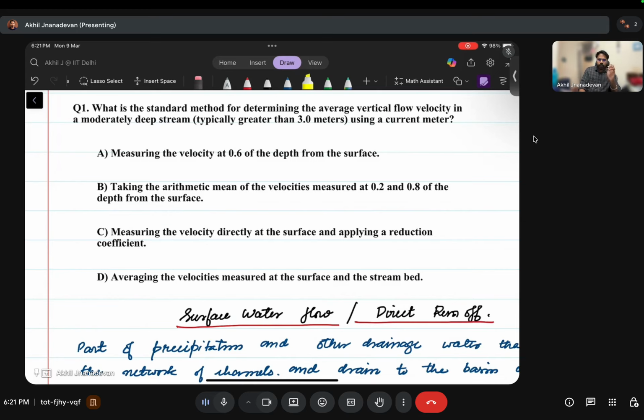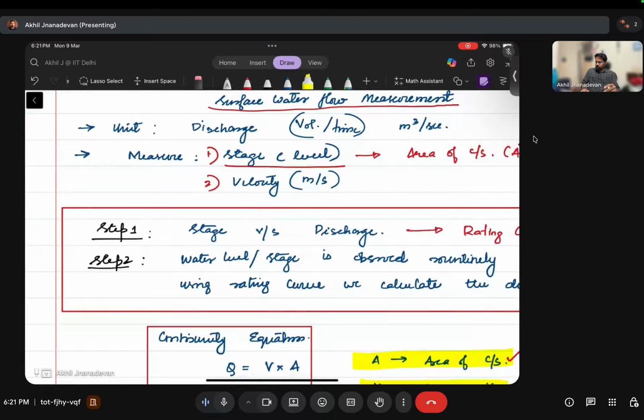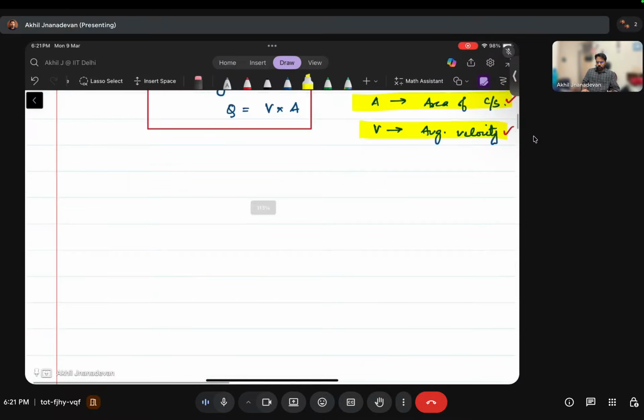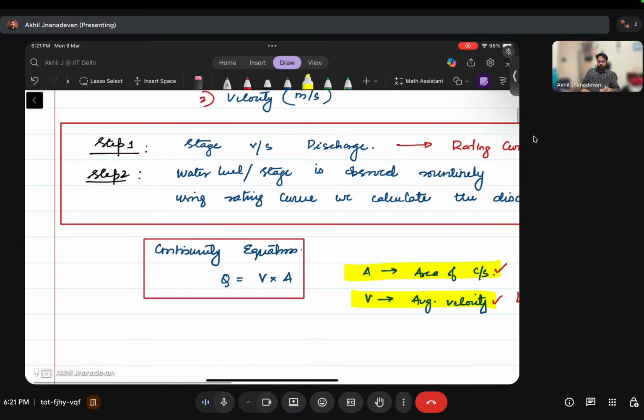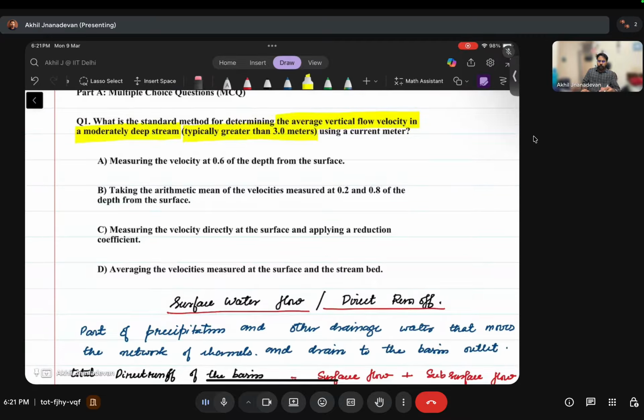So to find the average velocity in a moderately deep stream, that is typically greater than 3 meters, using a current meter, how are these vertical velocities measured? Okay, so this is the question. Basically, this is related to measurement of the average velocity, and the instrument that we are using is the current meter that you already know. We have seen it in the previous week's lectures.